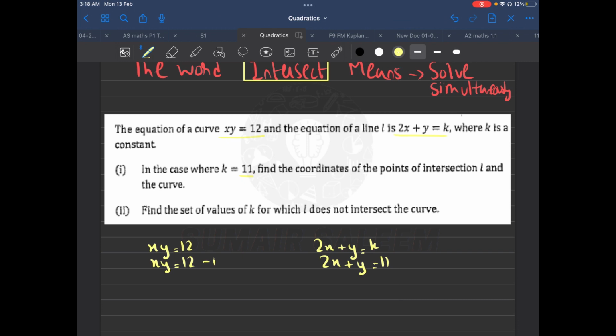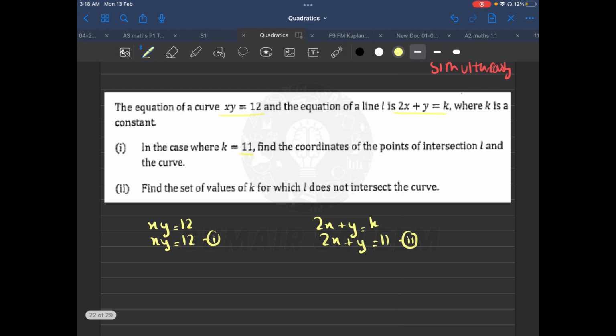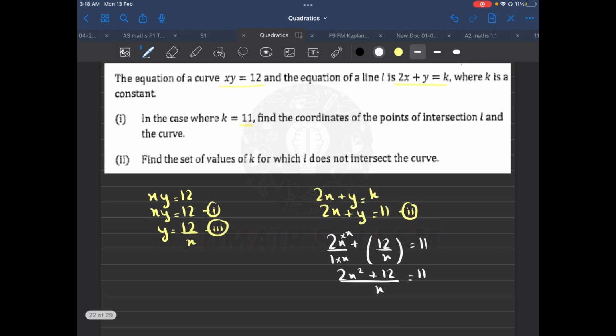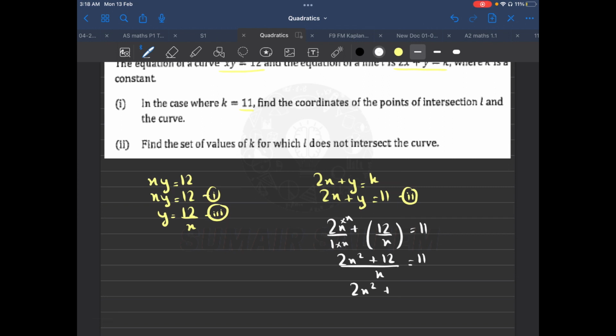xy is equal to 12. So I'm given two equations now. Whenever two equations intersect, I need to solve simultaneously. So let's make y the subject here. That's my third equation, which I made from the first one. So I'm going to plug it into the second one, right? Now let's find the LCM. 2x into x makes what? 2x squared plus 12 upon x is equal to 11. That is 2x squared plus 12 is equal to 11x.